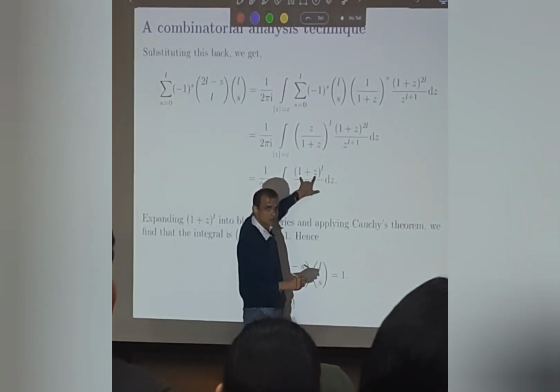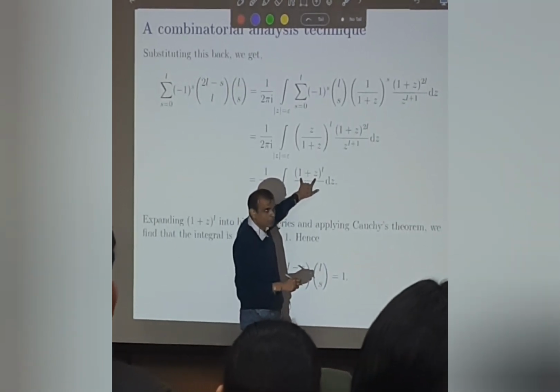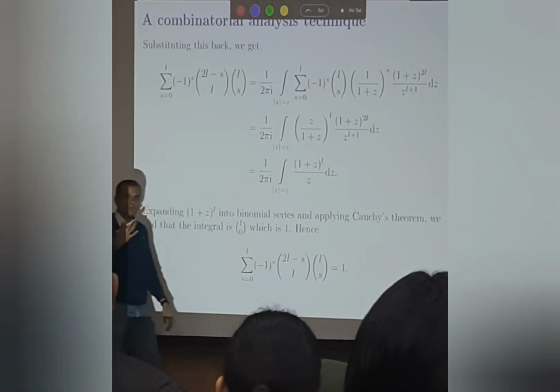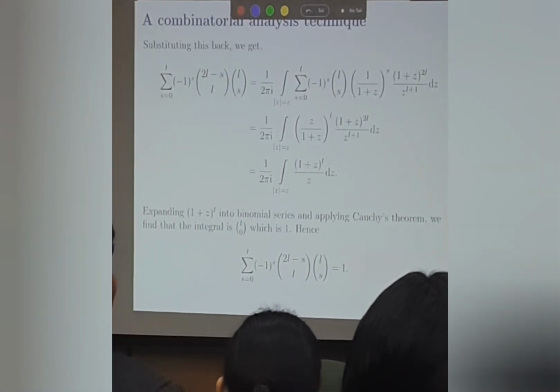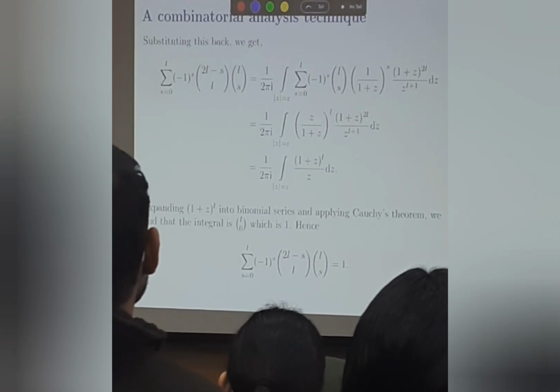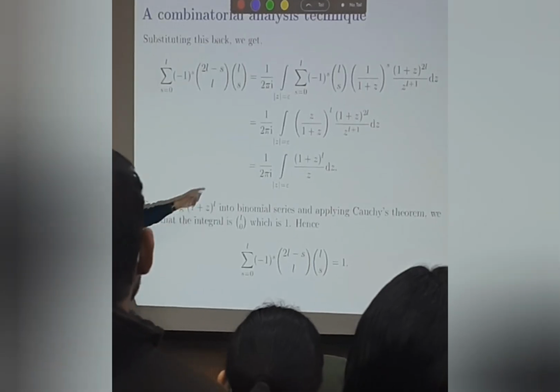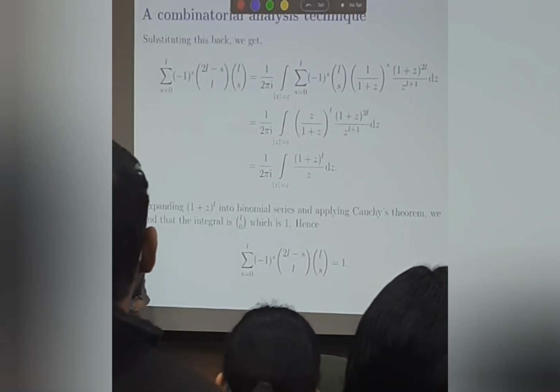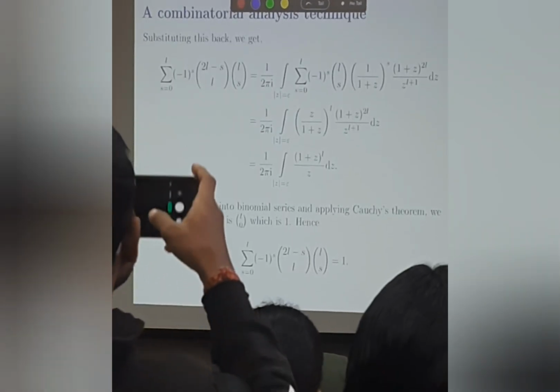Now if you expand this by binomial, I have L choose r, z to the r. But every term except the first term is going to disappear when you do the contour integration. The first term is going to give you an integral of 2 pi i, but I have also divided by 2 pi i. Therefore I get it. This is the basic idea of Egorychev.